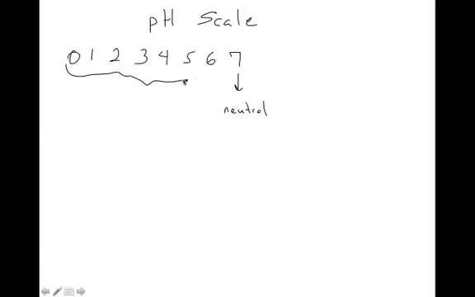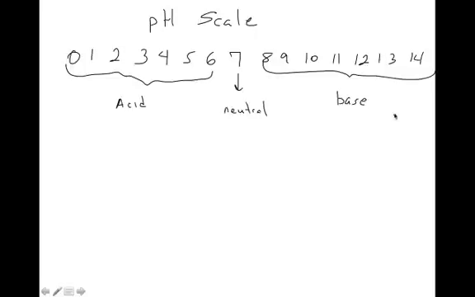Anything less than 7 would be an acid. The further away from 7 it is, the stronger the acid is. And anything greater than 7 is a base. Again, likewise, the further away from 7 it is, the more basic it is. And so that's what our pH scale is.